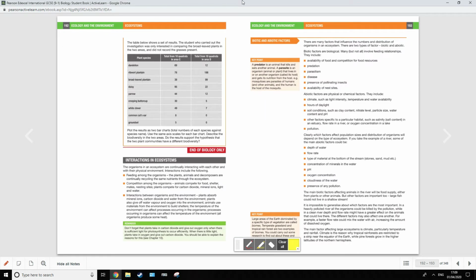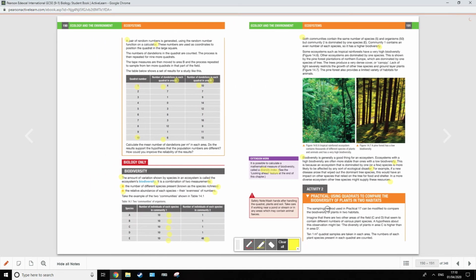Yeah, and then you have a table here. The table below shows a set of results. The student who carried out the investigation was only interested in comparing the broad-leaved plants in two areas and did not record grasses present. So basically they sectioned off this data to only broad-leaved plants, which is clever if you're narrowing down your research. It helps you a lot, okay? But it depends if this data is useful for what you're looking for. Of course, this is a limitation.